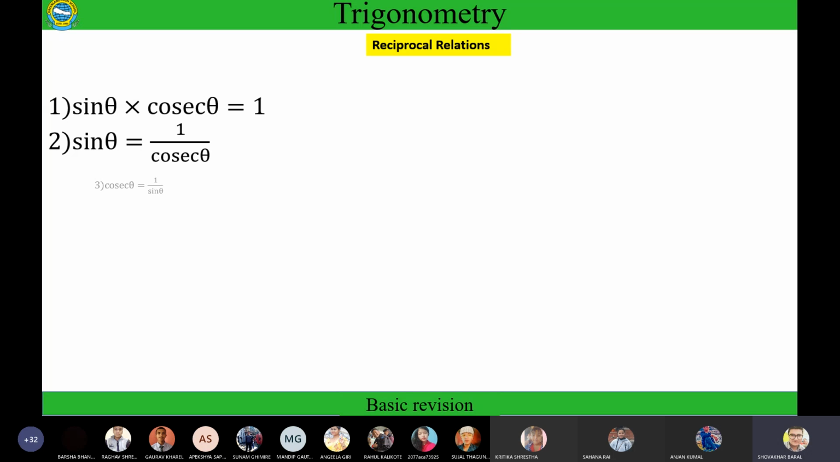Of reciprocal relation. 1 by sec theta. Yeah, cos theta is equal to 1 by sec theta. Exactly. So let's begin from the very basic formula. Let's discuss all the formulas. The first one is sin theta into cosec theta is equal to 1. So if you simplify it further, sin theta is equal to 1 upon cosec theta, and cosec theta is equal to 1 upon sin theta.